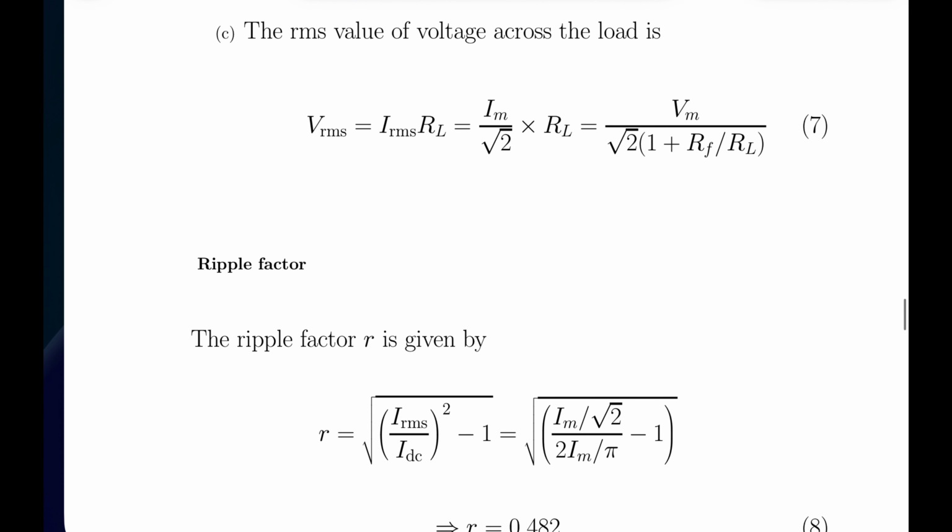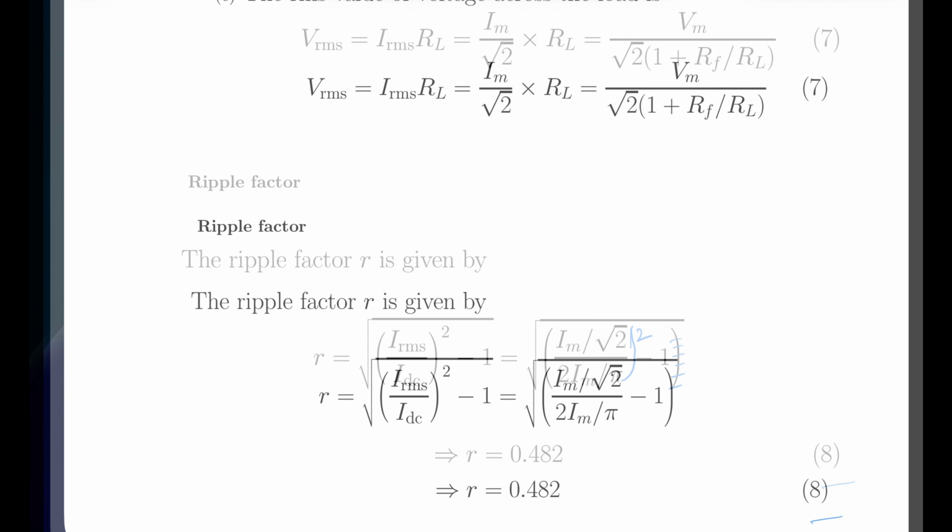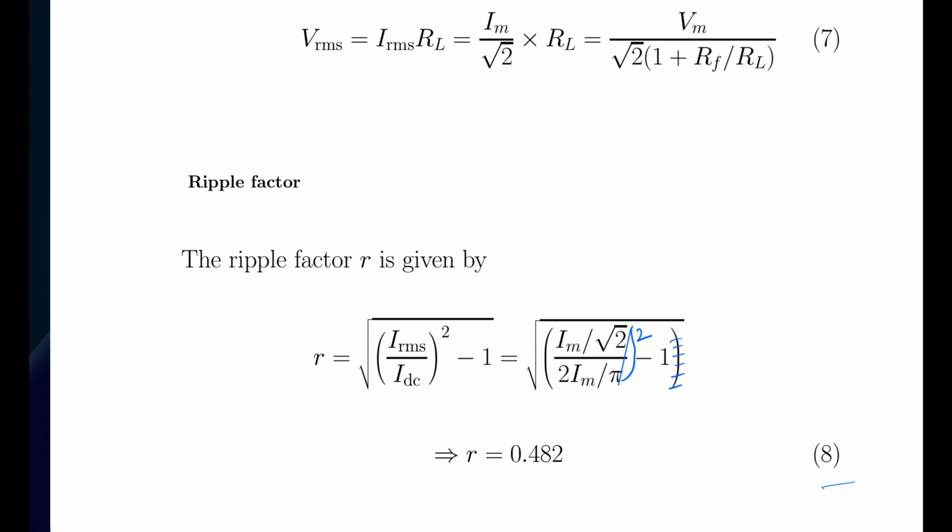Next comes your ripple factor. We have seen in the half wave rectifier how the ripple factor is defined and what the formula for it is. The ripple factor is given by r equal to root over (IRMS upon IDC) whole square minus 1. Put the value of IRMS for the full wave rectifier and the value of IDC for the full wave rectifier. So this is Im by root 2 upon 2Im by pi, and the whole square of this, minus 1. This gives you the value of ripple factor r equal to 0.482.